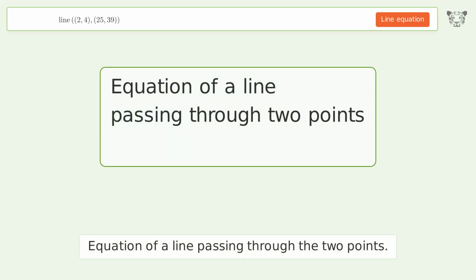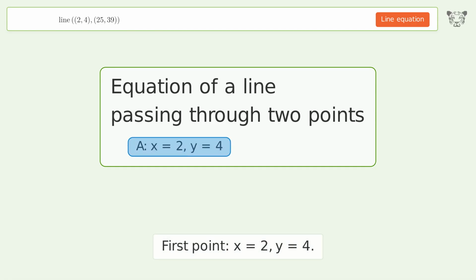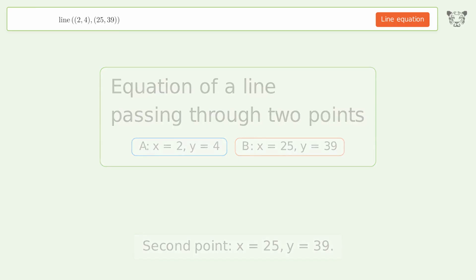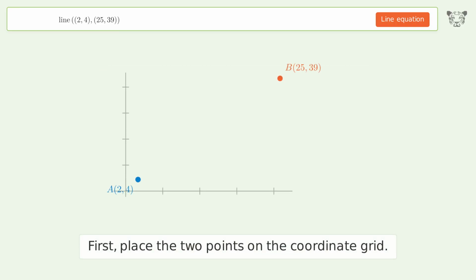Equation of a line passing through 2 points. The first point has x equals 2, and y equals 4. The second point has x equals 25, and y equals 39. First, place the 2 points on the coordinate grid.